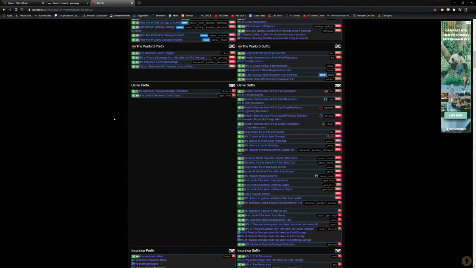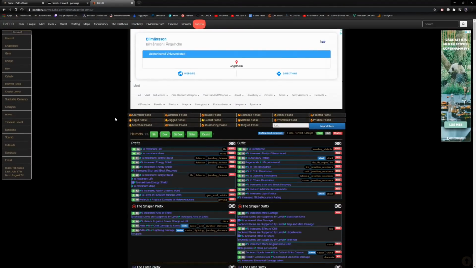Now learning to use poedb mods can be a bit daunting, however it is something that I would strongly argue is well worth the time investment.